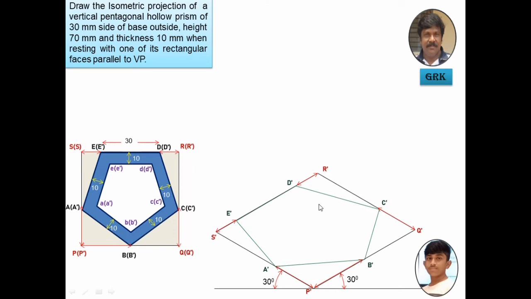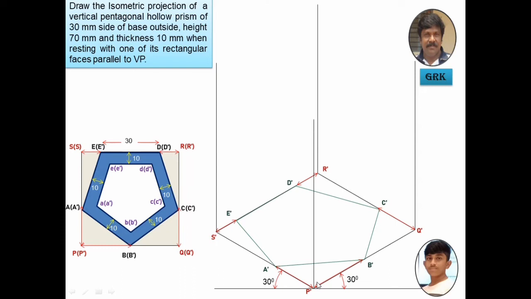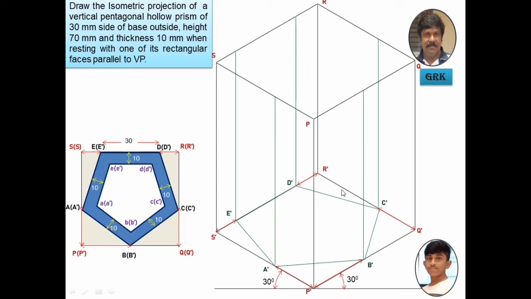Now erect the rectangular block to a height equal to ISO 70. Complete the rectangular block, the top face. This is the bottom face. Now you mark the top face. Erect the verticals from all these corners of the pentagon, that is A, B, C, D. Now you are going to get the points on the top face. Mark these as A, B, C, D. Now you got the top face. The bottom face is also ready. Many of the lines will not be seen. They will be hidden, so it is shown still with thin line.